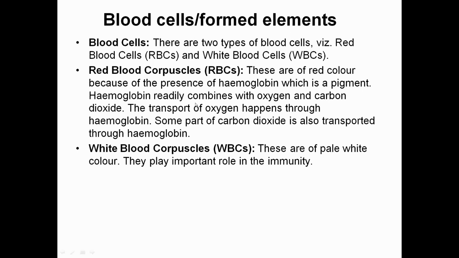So the transport of oxygen happens through hemoglobin. We have discussed earlier as well. Some part of carbon dioxide is also transported through hemoglobin. I hope this part is clear to you now. WBC. These are white blood corpuscles. These are white in texture or pale in texture. They play important role in the immunity.